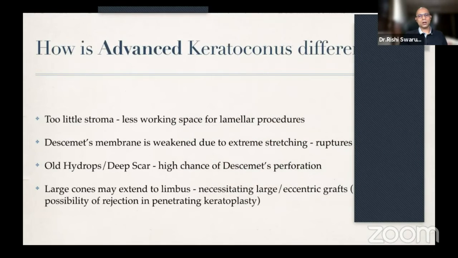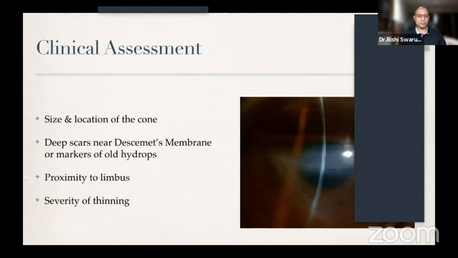So why is an advanced keratoconus different? There's either too little stroma, so less working space for lamellar procedures. The Descemet's membrane is weakened because of extreme stretching, so it can rupture easily on touch. Descemet's membrane and the Dua's layer. There may be old hydrops or a deep scar. Again, high chance of Descemet's perforation during a deep lamellar dissection. And the cones may extend to the limbus, may be very peripheral, necessitating large or eccentric grafts, which in case of a penetrating keratoplasty will be a risk factor for rejection.